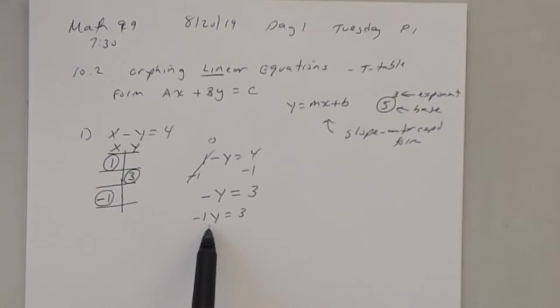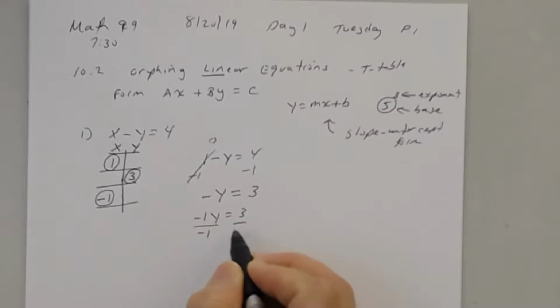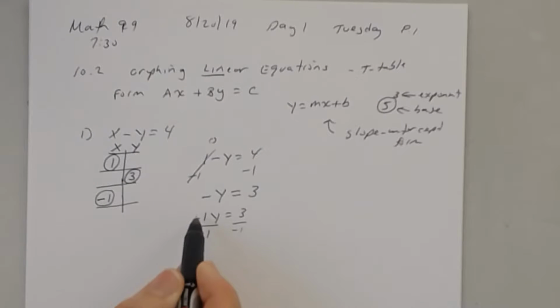Negative 1. If I want to get y by itself, right now, I'm multiplying by negative 1, right? What's the opposite of multiplication? Division. So I divide both sides by the coefficient. So I'm going to divide both sides by what? Negative 1. All right, so it's not negative 1y you divide by, it's just the coefficient, negative 1. And then you reduce. Negative 1 divided by negative 1 is a positive 1. 1 times y is y.